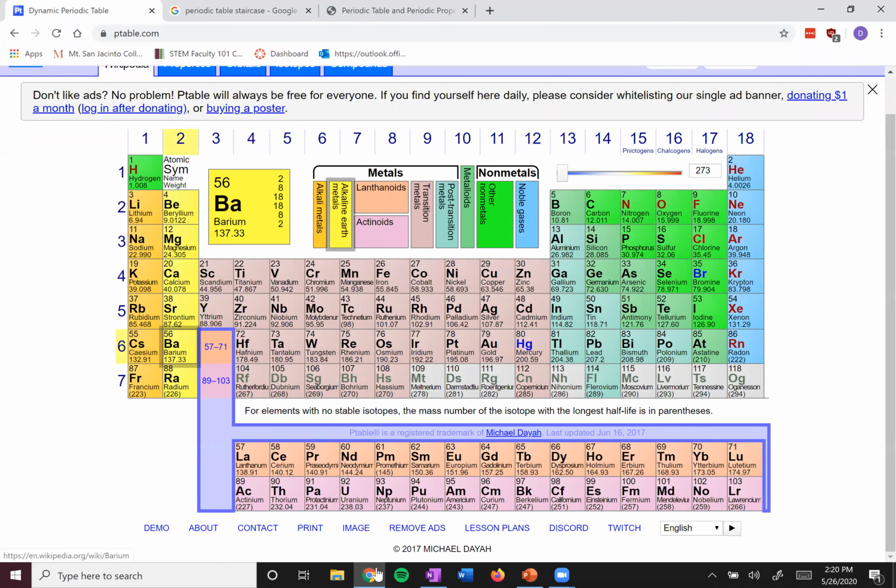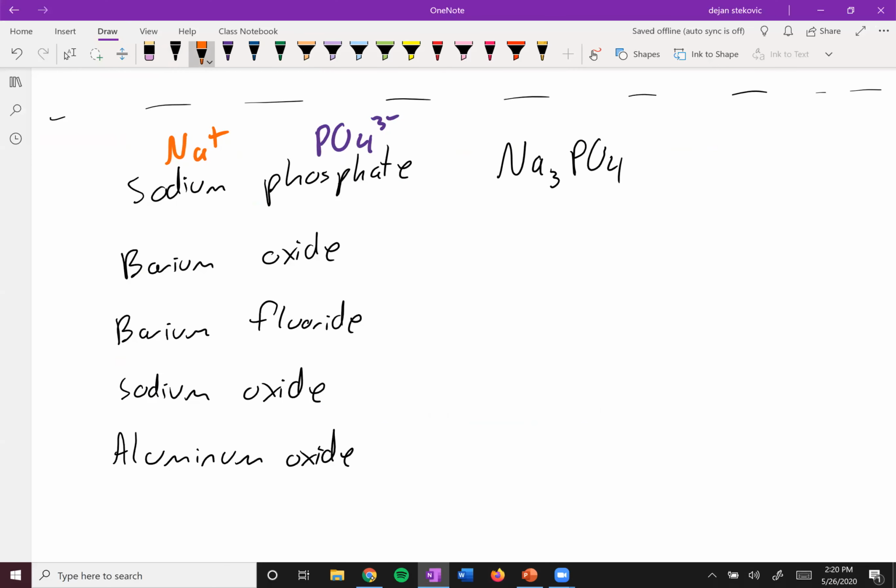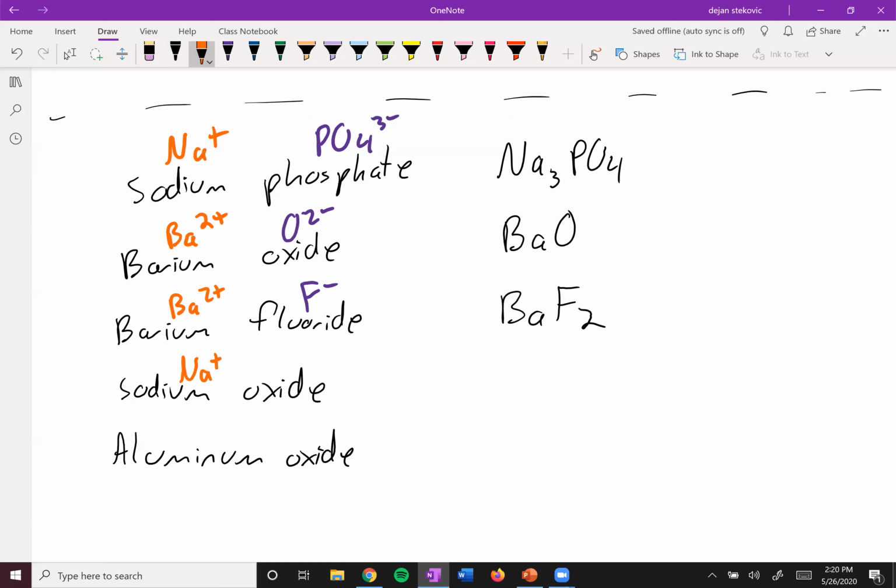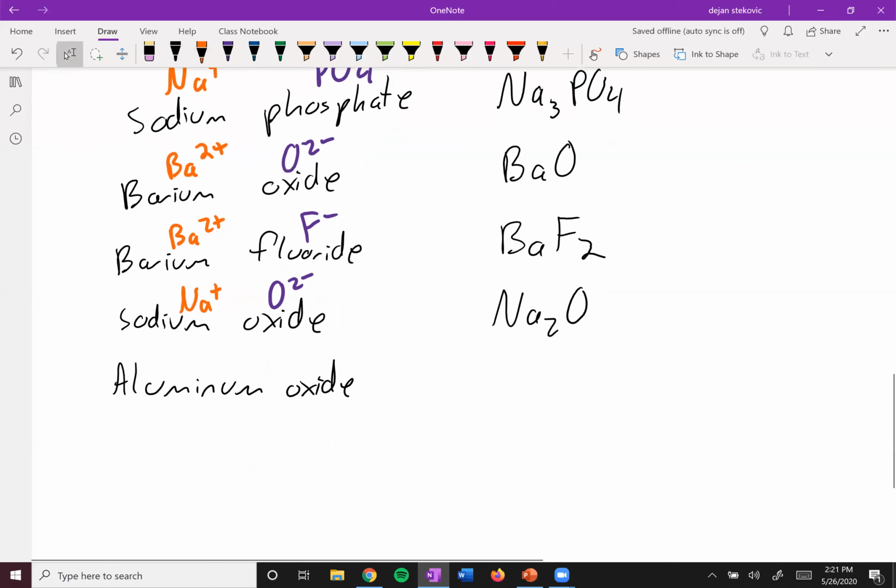We find barium, Ba, down here, part of group 2, so it's always going to be +2. Oxide is oxygen, so that's 2-. Those cancel out, so barium oxide is just BaO. Again, we have barium 2+. Here, fluoride is just F-. Combine these two together. We're going to need 2 fluorines for every 1 barium, so it'll be BaF2. Sodium is +1. Oxygen is -2. So now we're going to need 2 sodiums for each oxygen. So Na2O. Next up, we have aluminum.